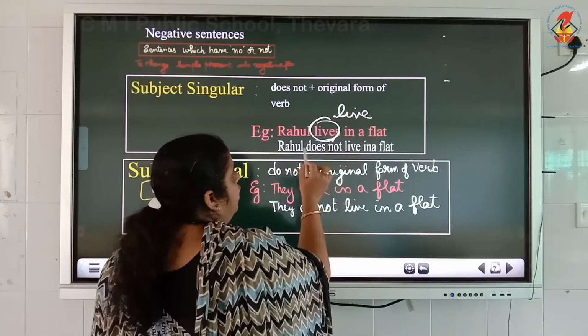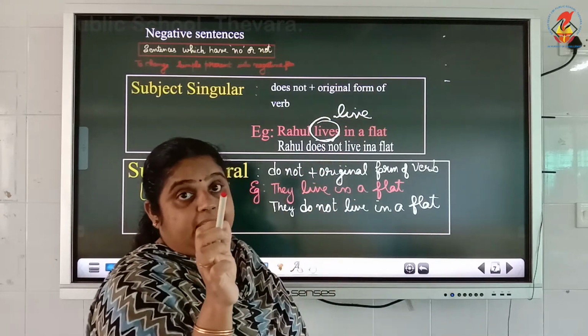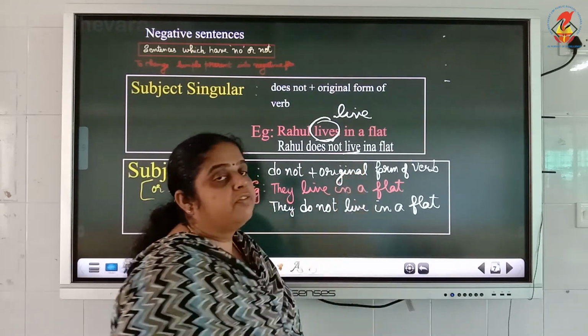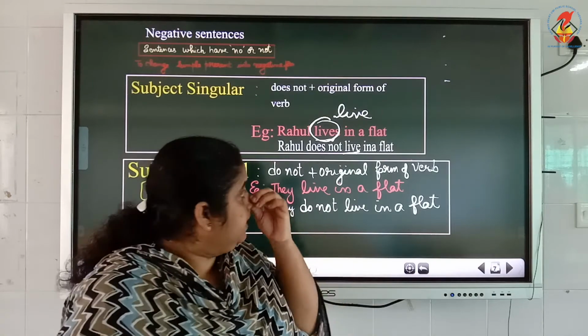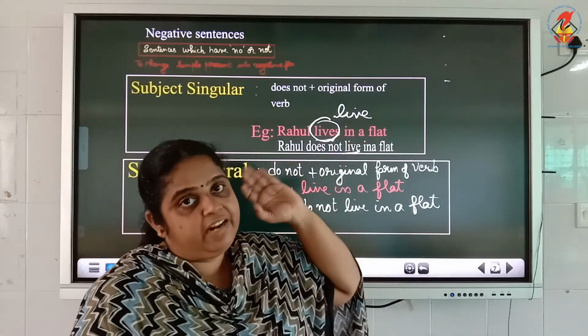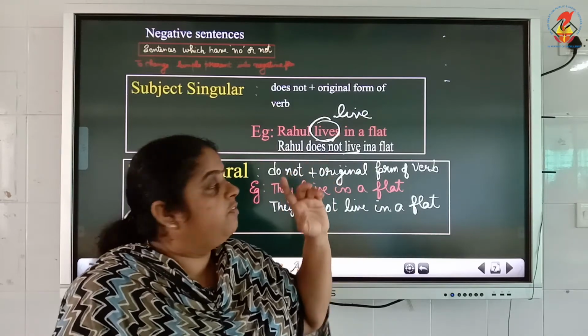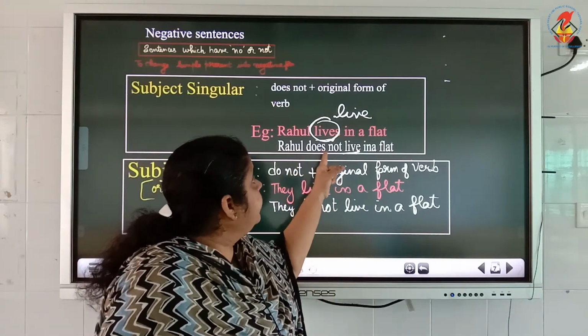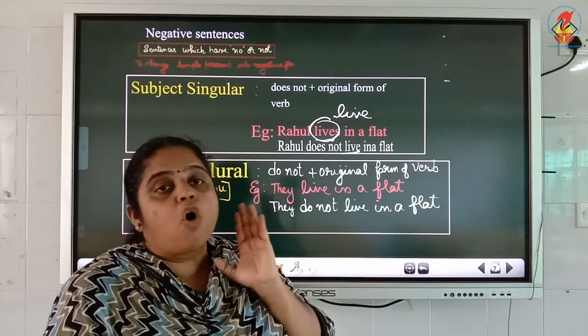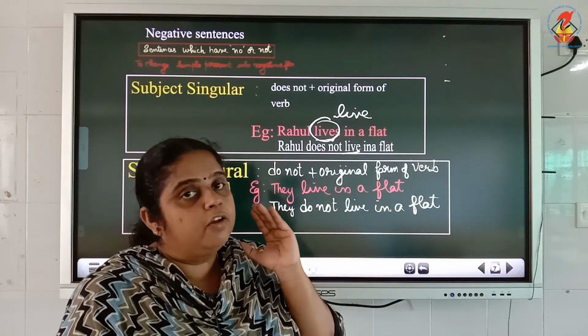So see here, when you convert it into a negative sentence, you have to use the original form of that verb. See, Rahul does not live in a flat, we say. We do not say Rahul does not lives in a flat. That is not required. We use the original form of the verb.